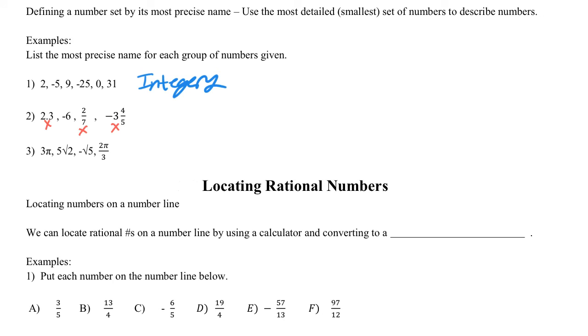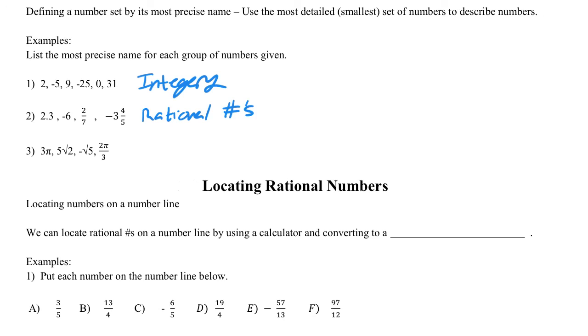Rational numbers. So rational numbers are where we introduce terminating decimals, repeating decimals, and fractions. 2.3 is terminating. 2/7 is a fraction of integers. -3 and 4/5 is a fraction of integers. So now we've found something where all of these numbers belong, and that's in the rational numbers.